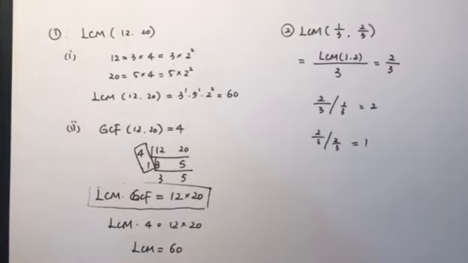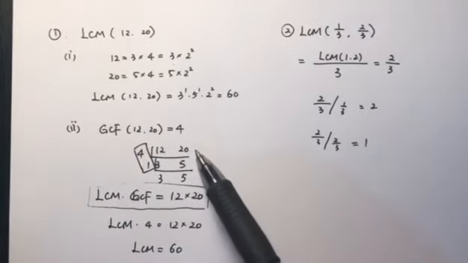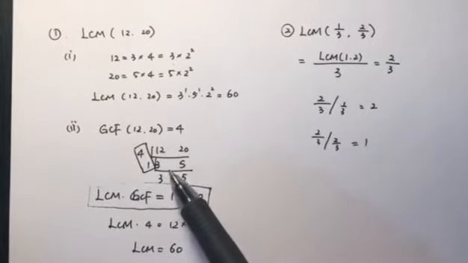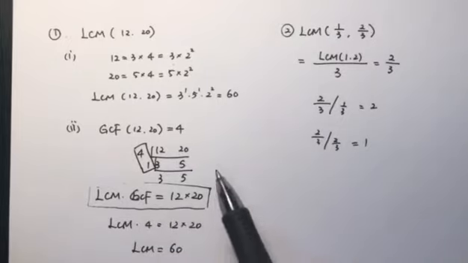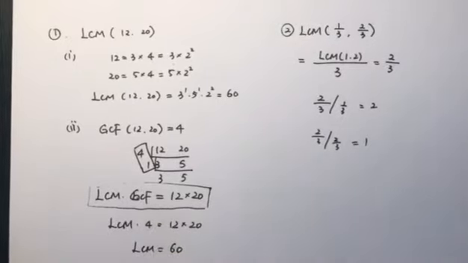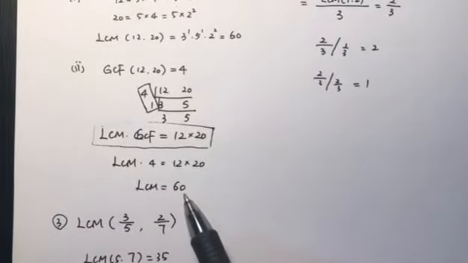The second method is, as you know, usually the GCF is relatively easier to calculate compared with LCM. So if you get the GCF of 12 and 20, which is 4, where you can use the birthday cake method to get that, then once you get 4, the LCM and GCF multiplied together will equal the two numbers multiplied together. So LCM times 4 equals 12 times 20, and then you can calculate the LCM as 60. So this is how you get the LCM for integers or natural numbers.